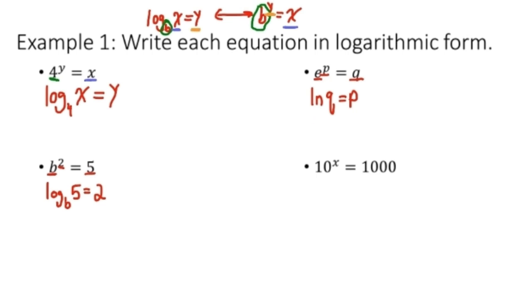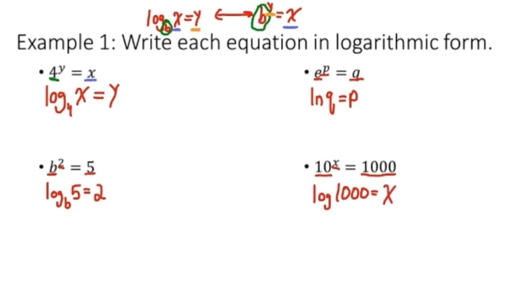Next, we'll write 10 to the x equals 1,000. First, identifying our base. In the exponential form, our base is 10. So our base of the logarithm will also be 10. Since our logarithm is base 10, instead of writing log base 10, we'll simply write log. The input in our logarithm will be 1,000, which is the output in the exponential form. And log of 1,000 is going to equal the input in the exponential form, which is x.